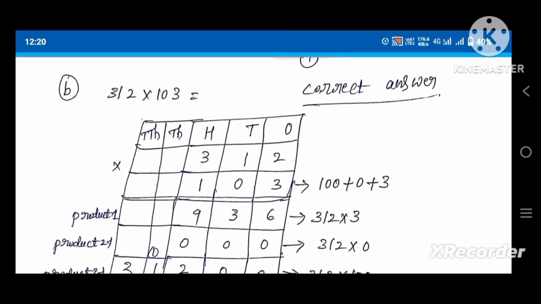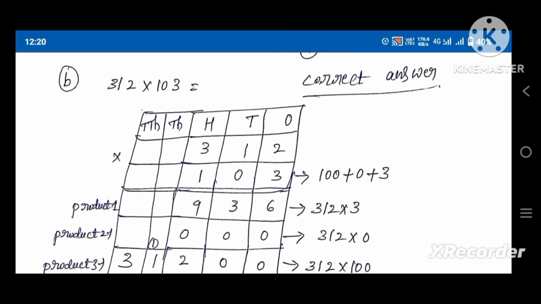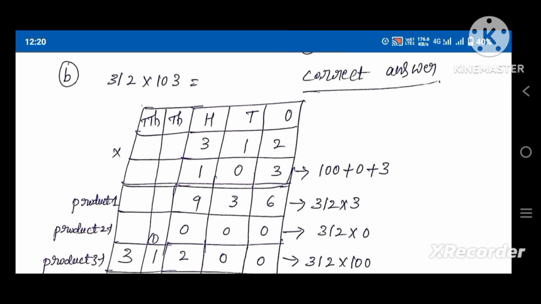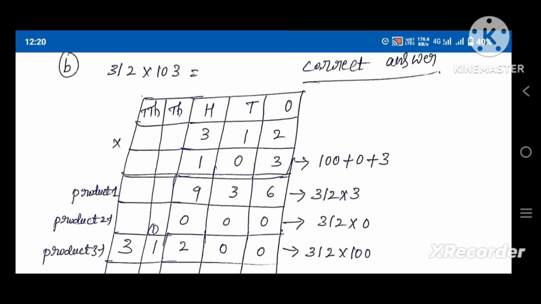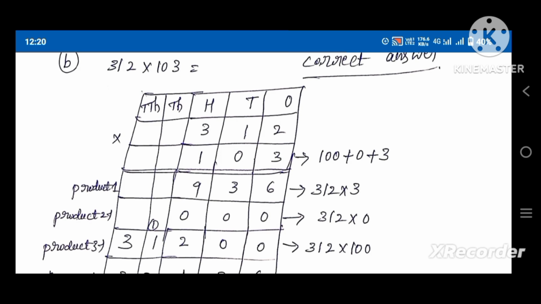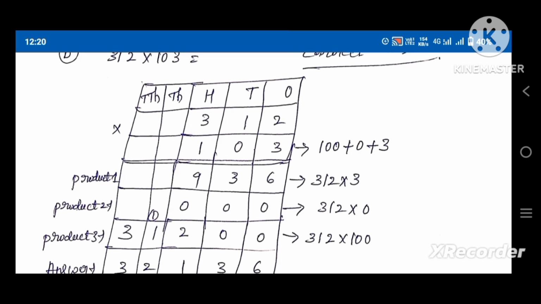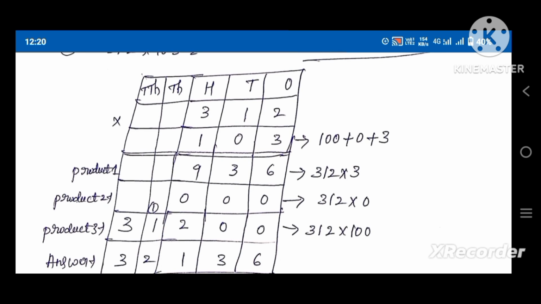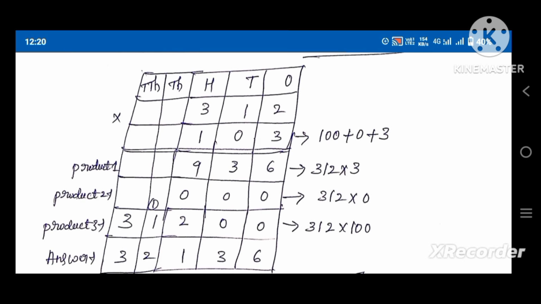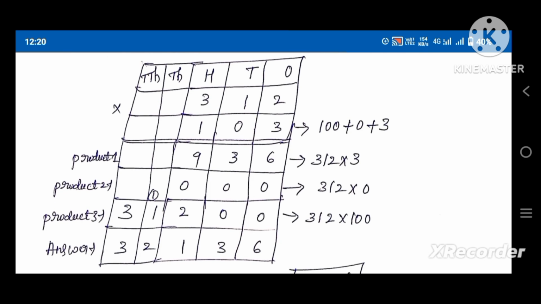Question number B is 312 into 103. 312 is multiplied by 103. 103 means 100 plus 0 plus 3. Product 1 is 312 into 3 is 936. Product 2 is 312 into 0 is 0. Product 3 is 312 into 100 is 31,200. Add the three products and get the answer 32,136.